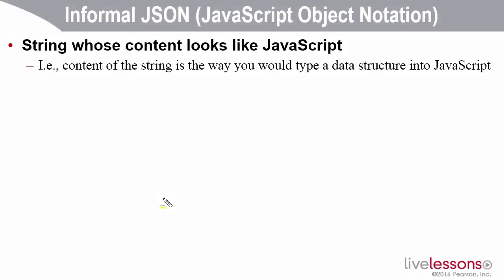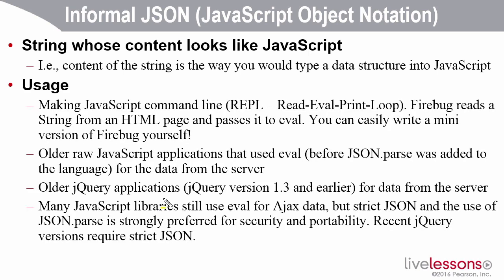Okay, so informally, people often say something is JSON if it's a string whose content is something that you could have typed into Firebug or you could have put in a JavaScript file. And that is still sometimes used. In particular, it's used for applications like the Google Chrome developer tools or Firebug. Let me just take a break and jump and look at Firebug one more time.